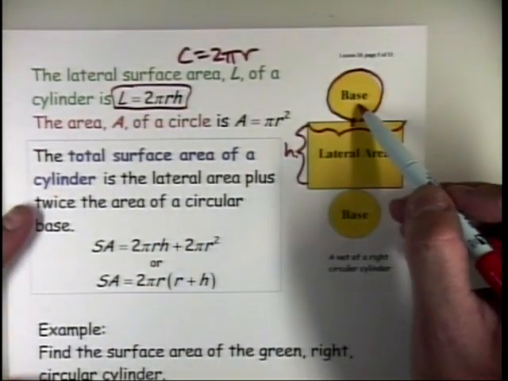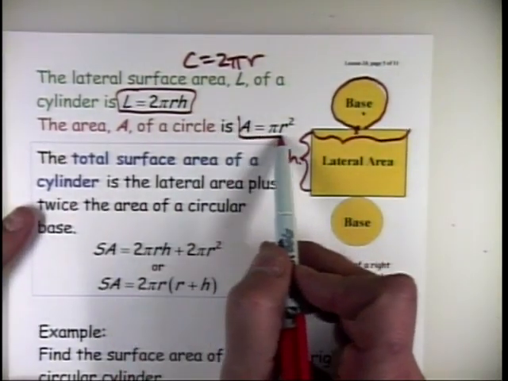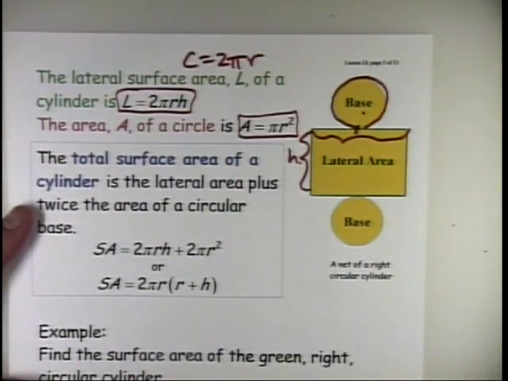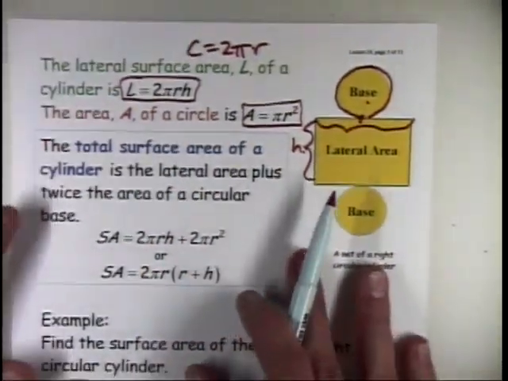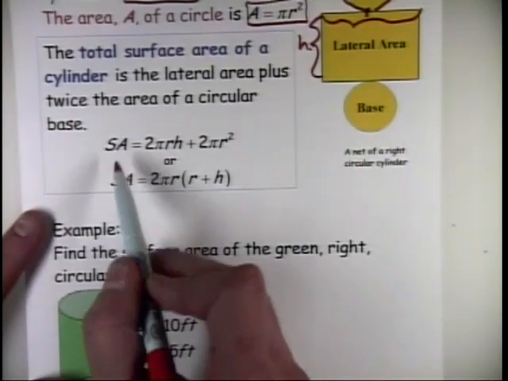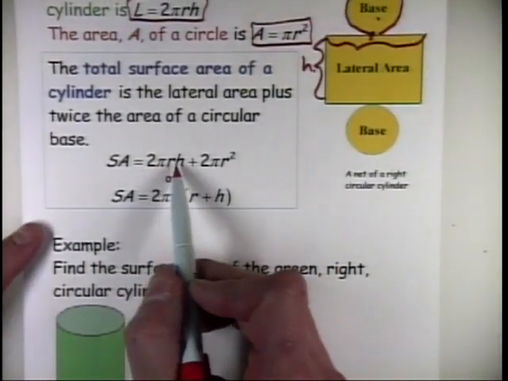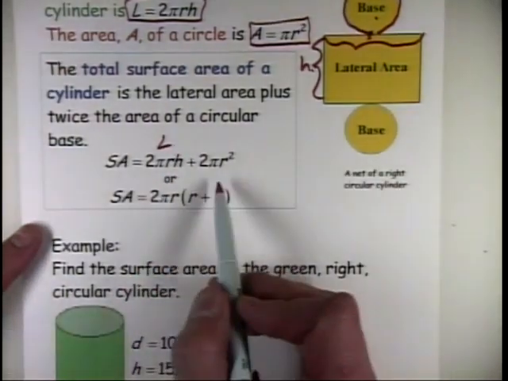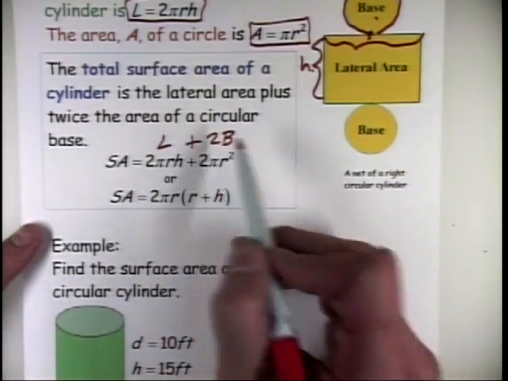So that area plus that area, well those are circles, so the area of a circle, and this is again on a formula chart, is pi r squared. So we can combine the lateral plus 2 times the area of the base to get this. The surface area of a right circular cylinder is 2 pi rh, that's the lateral, plus 2 times pi r squared, which is twice the area of the base.